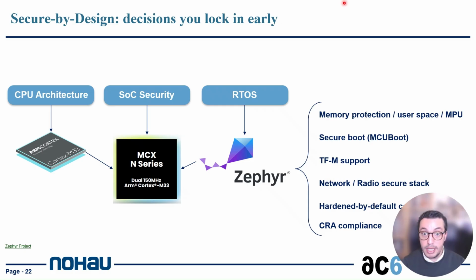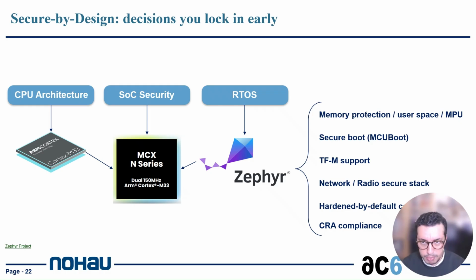Zephyr supports network stacks. So we have TLS, CoAP, Bluetooth security. All these features are included. It is hardened by default configuration. Why? Because by default, the configuration of Zephyr is secure-by-default, so we know exactly what the problems are. So we disable, for example, very weak cryptographic support by default. And of course, as I explained before, one of the strengths of Zephyr is the use of Kconfig.